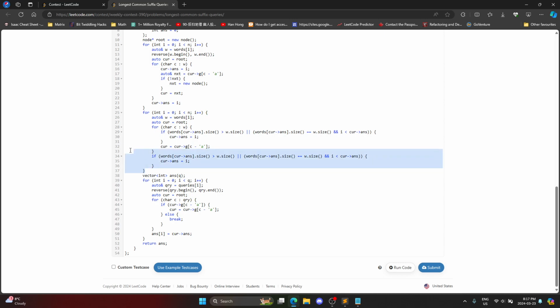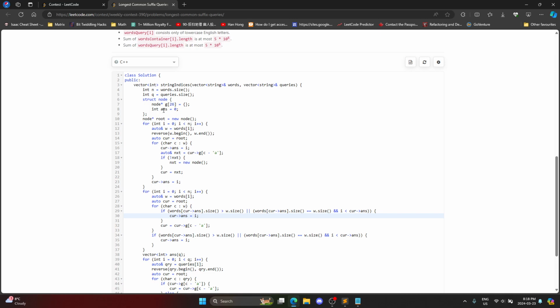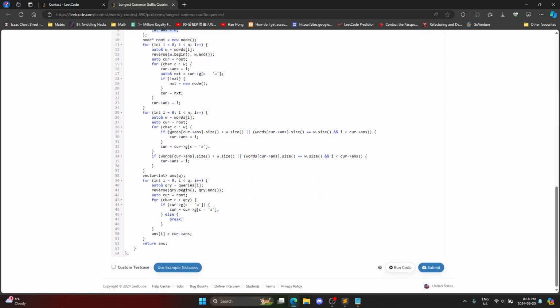And this is the part where I go through the words again and update the answer. This is literally the answer for each trie node. Then I just compare the sizes and then compare the positions and update as necessary. And I go through each query. I just try to go as far as I can in the trie, and then I get the answers.